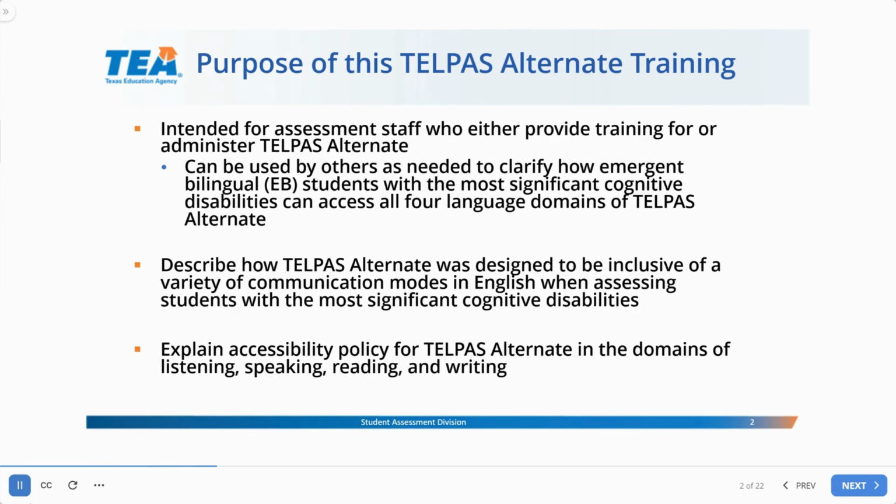It can be used by other educators as needed to clarify how emergent bilingual (EB) students with the most significant cognitive disabilities can access all four language domains of TELPAS Alternate. This presentation describes how TELPAS Alternate was designed to be inclusive of a variety of communication modes in English when assessing students with the most significant cognitive disabilities, and explains the accessibility policy for TELPAS Alternate for the domains of listening, speaking, reading, and writing.